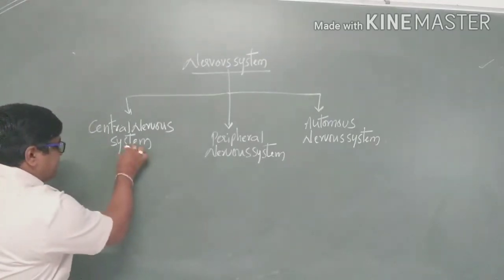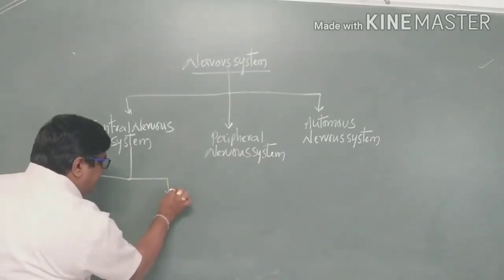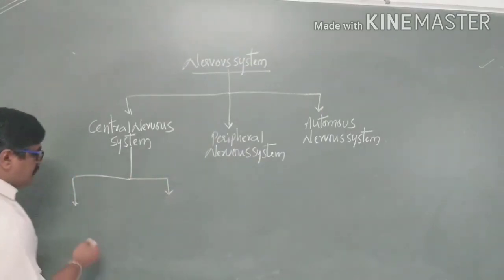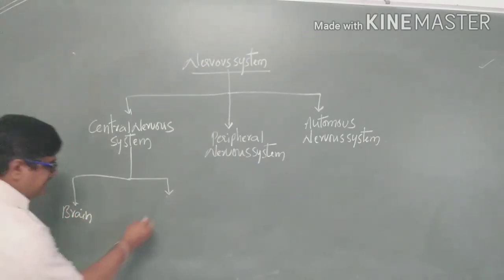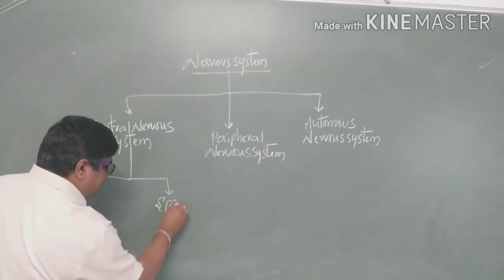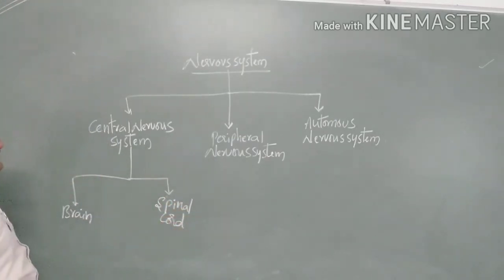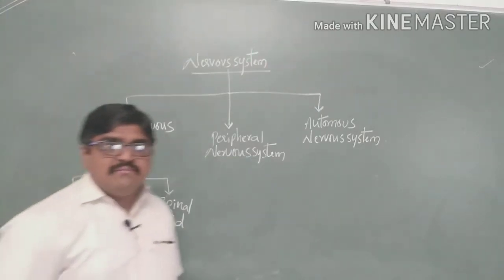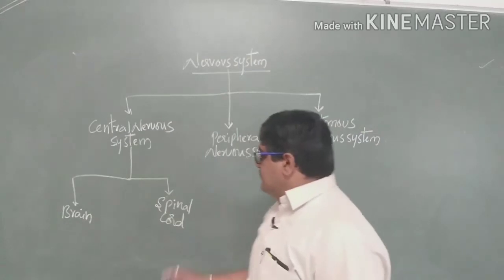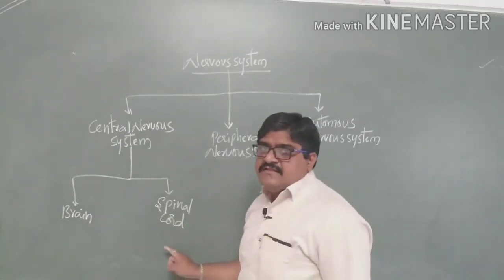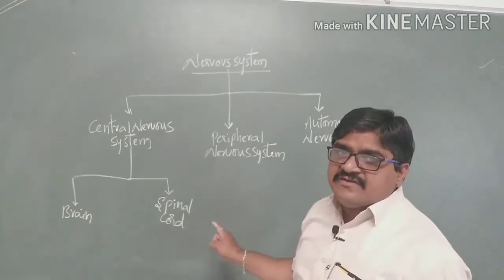The central nervous system mainly consists of two main organs. The two main organs are the brain and the spinal cord. The central nervous system is mainly divided into two main parts: the brain and the spinal cord. The terminal end of the brain is connected with the spinal cord.